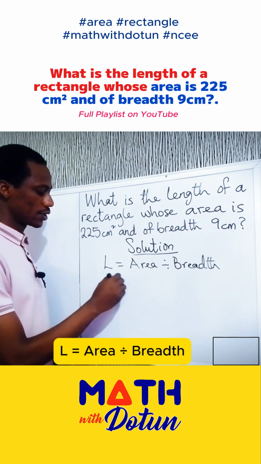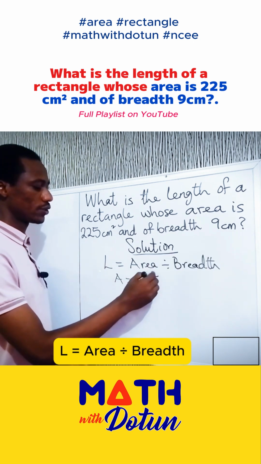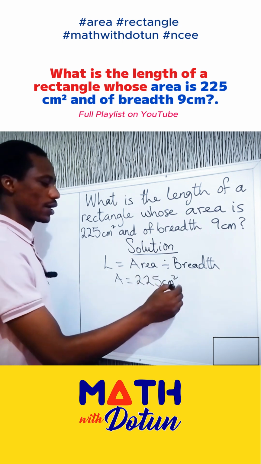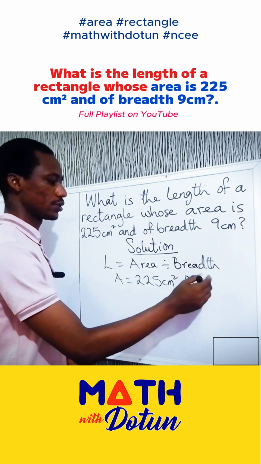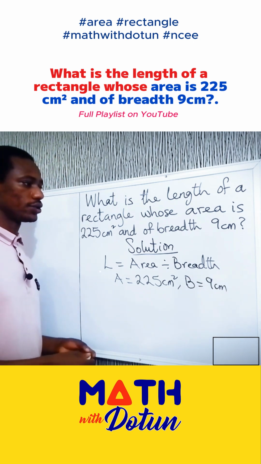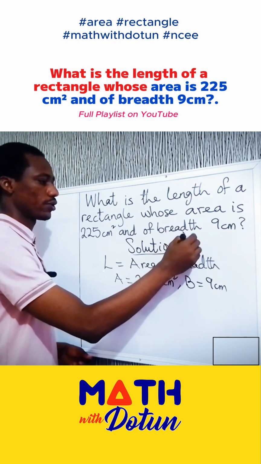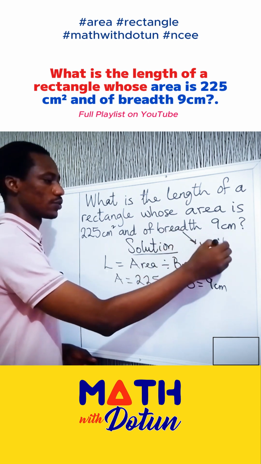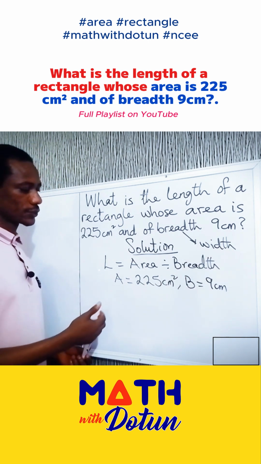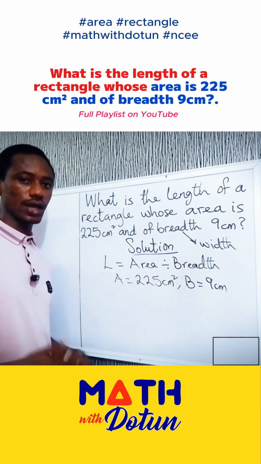The area is given in the question as 225 centimeters squared, and the breadth is given as 9 centimeters. Remember, if you're watching this in countries where you don't have a breadth, that is also known as the width. All right, the breadth is also known as the what? Width. So if you're calculating the length, it's the same thing as area divided by width, because breadth and width are synonymous.